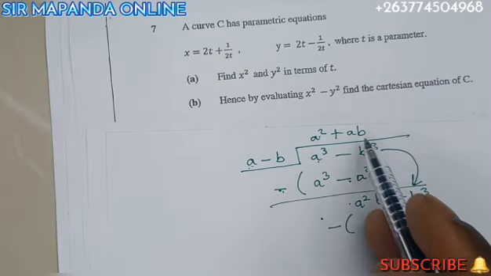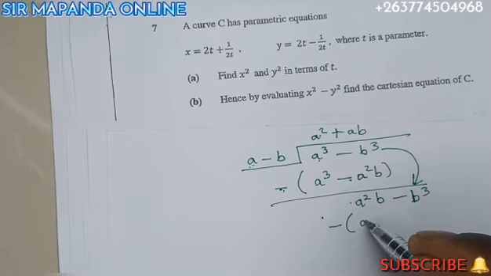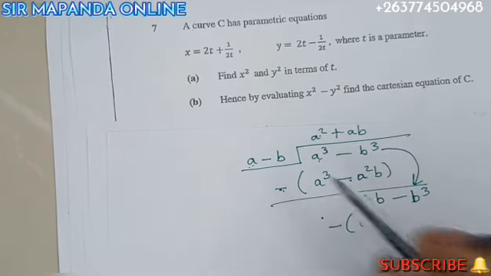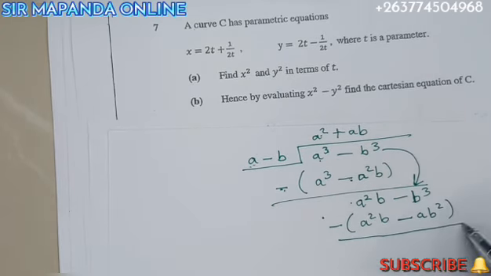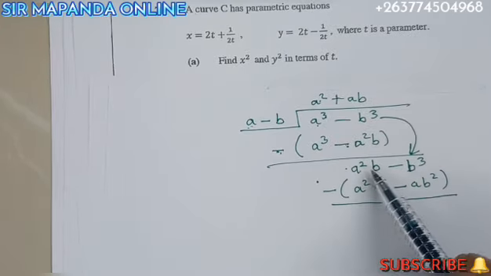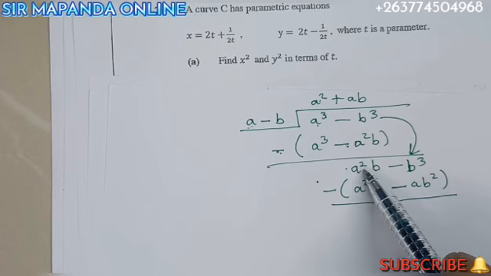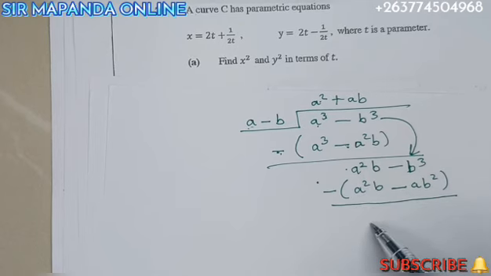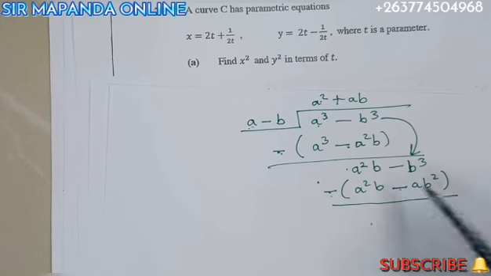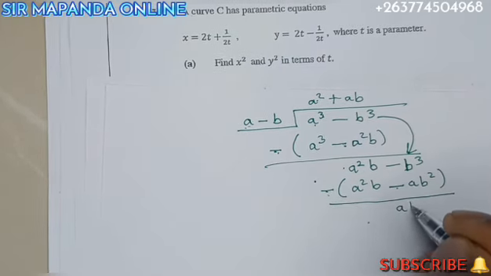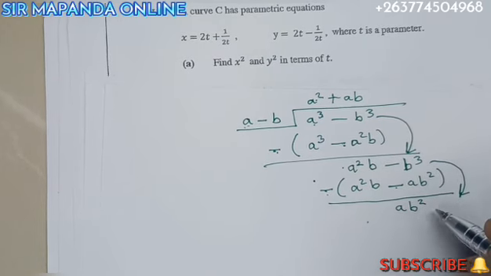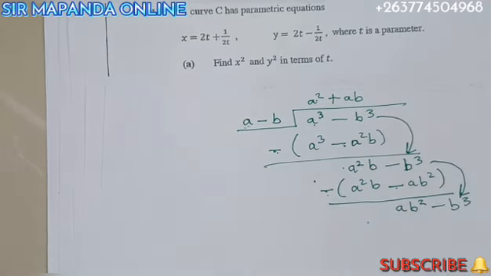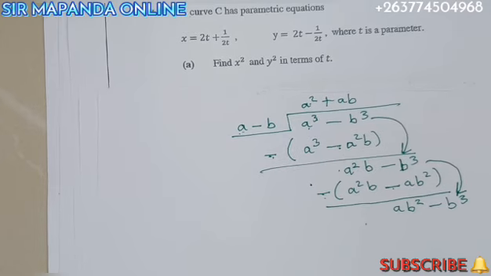So you are now multiplying AB times A, you get A squared B. Then AB times minus B, you get minus AB squared. I hope you are following. So if we subtract, this is going to give you 0. Then negative and negative, you get a positive AB squared. Then you bring this minus B cubed down, something like this, right?